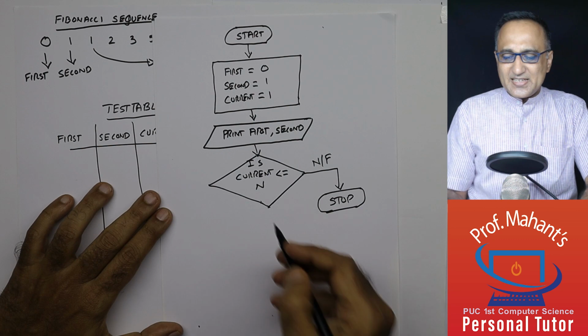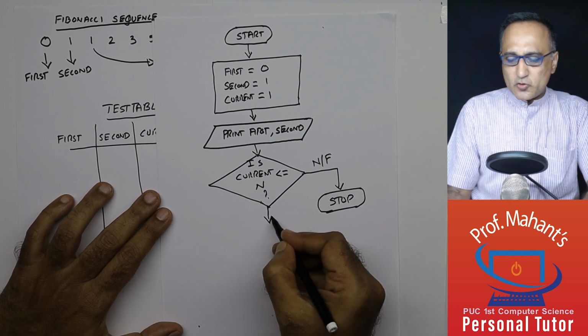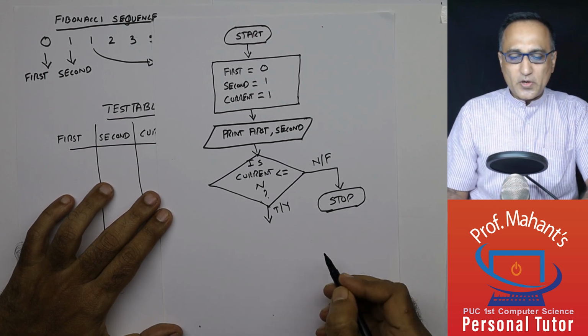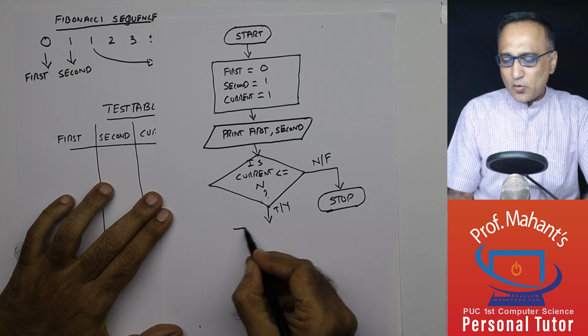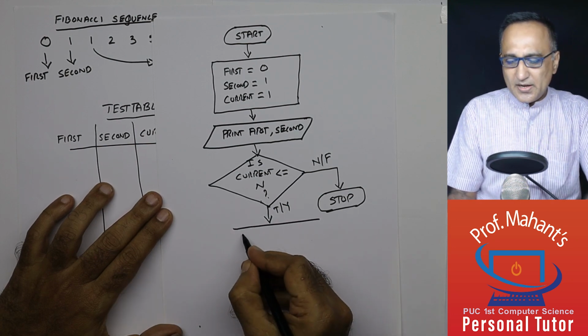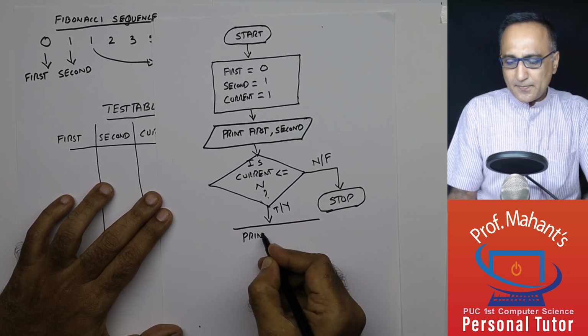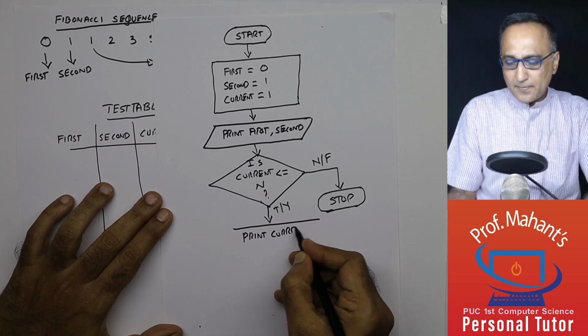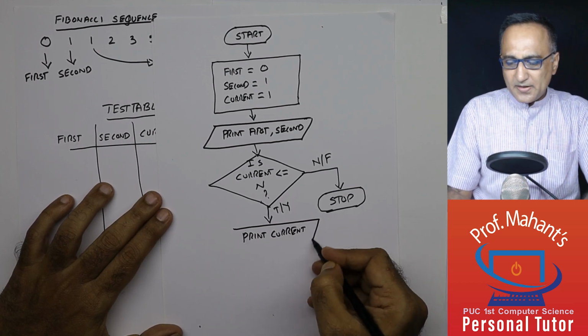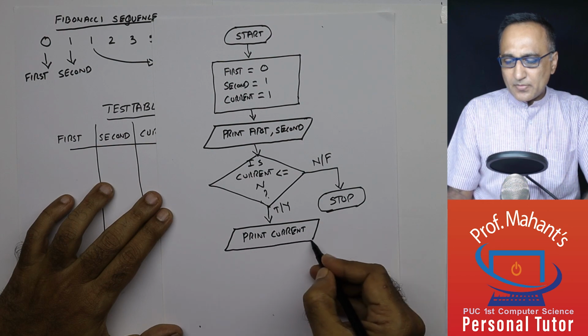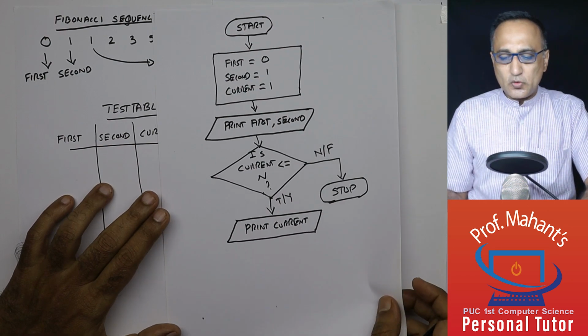So if current is less than or equal to n, it is true or yes. So what should I do? First thing is I'll go ahead and print current. Okay, so I'm going to print current. Once I print current, then I have a few other things to do.